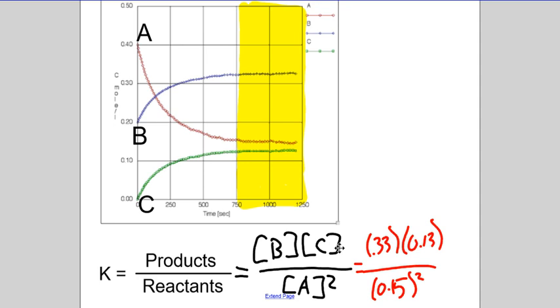We can look at it graphically too. So we have A, B, and C. Reactant A is producing B and C, and you can see from this production line, right here, this highlighted area is where the system reaches equilibrium. So products over reactants, so concentration of B times concentration of C over A squared. And if we read the graph values, we get this right here, so we can solve for K.